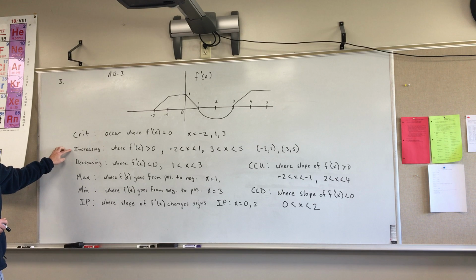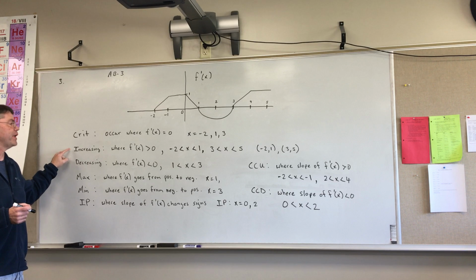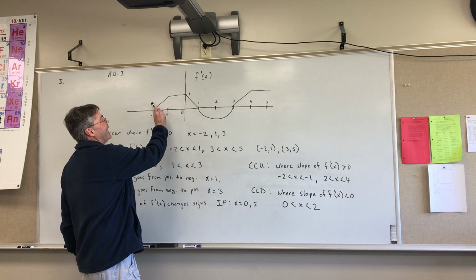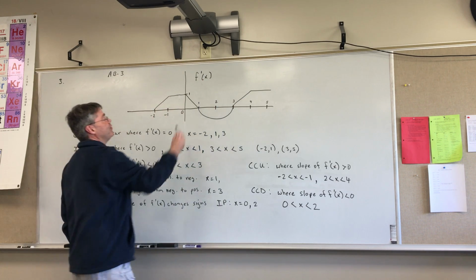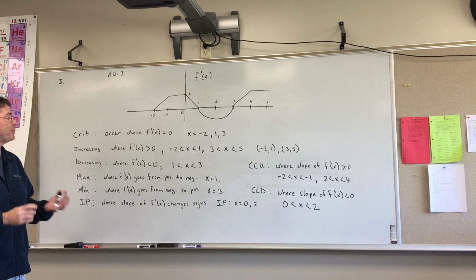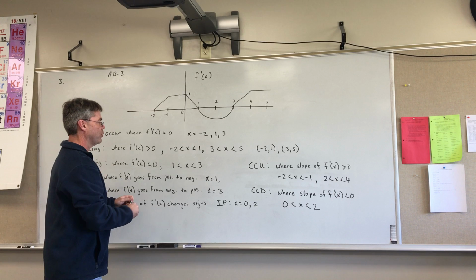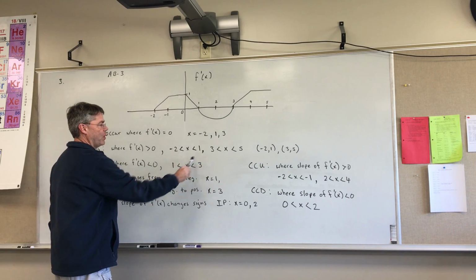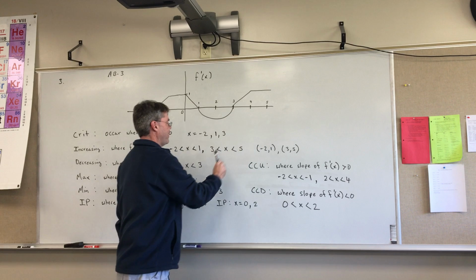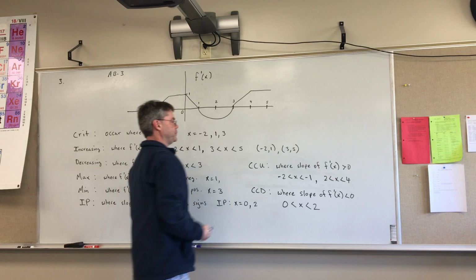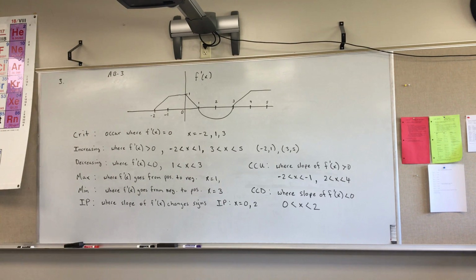Where is f of x increasing? Okay, well, it's increasing where f prime of x is positive, where it's greater than 0. So any place on this graph where f prime of x is above the x-axis, it's positive. So that occurs between -2 and 1. So you can write the interval this way, -2 to 1, and between 3 and 5. And you may also, if you prefer, write the intervals that way. Okay, so that is where the function's increasing.